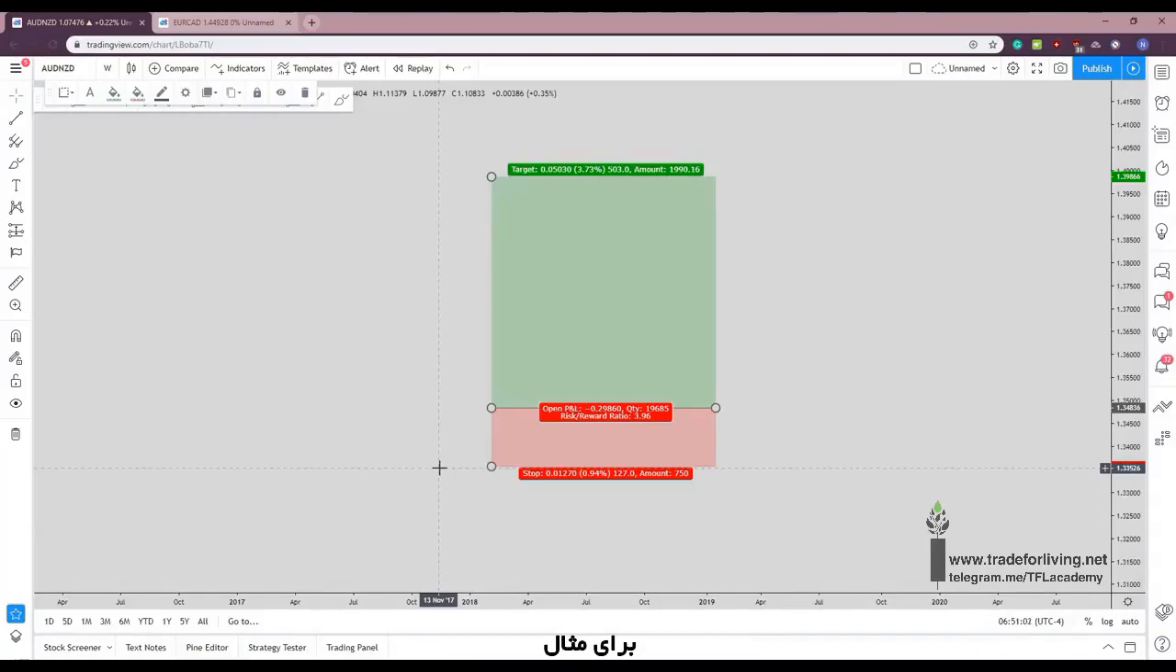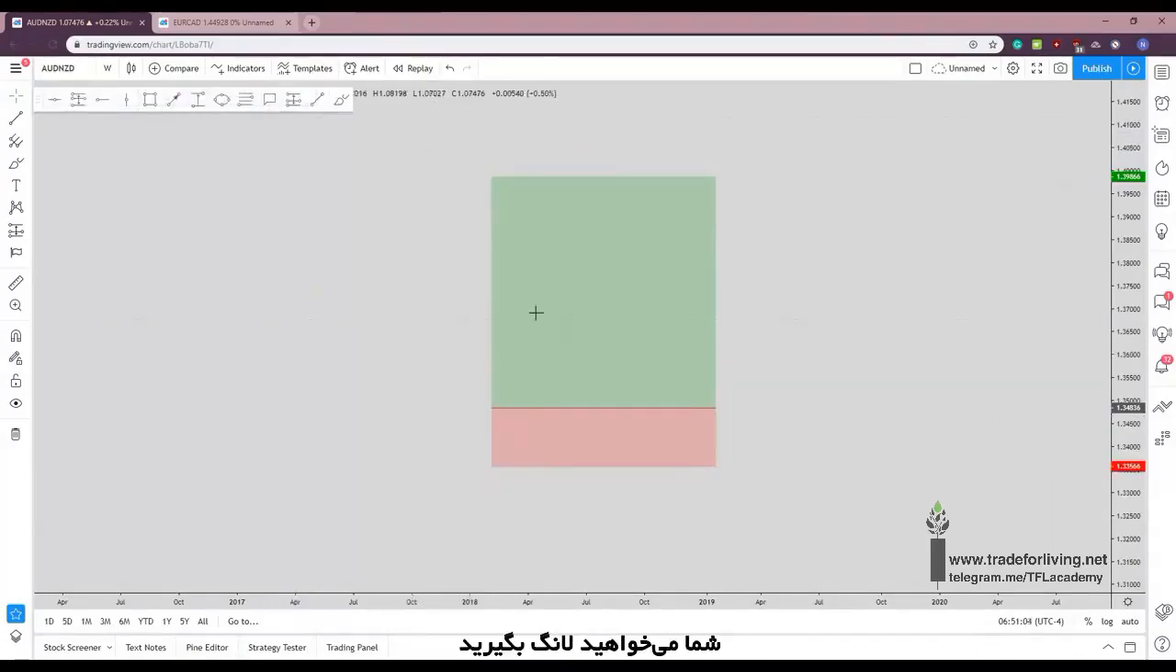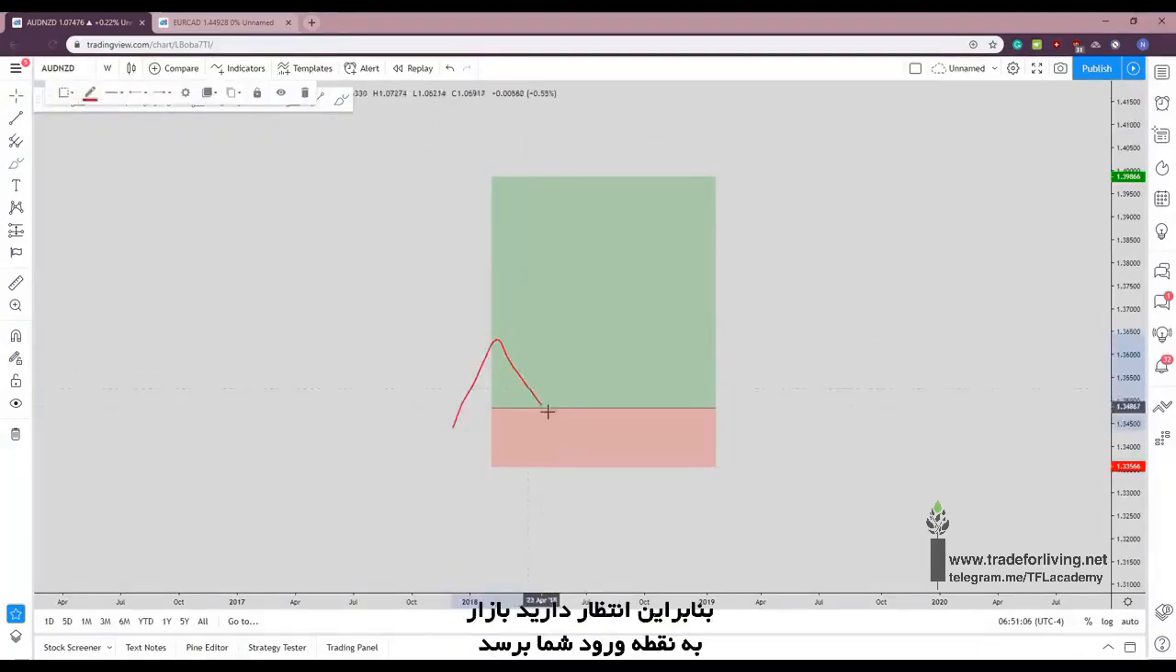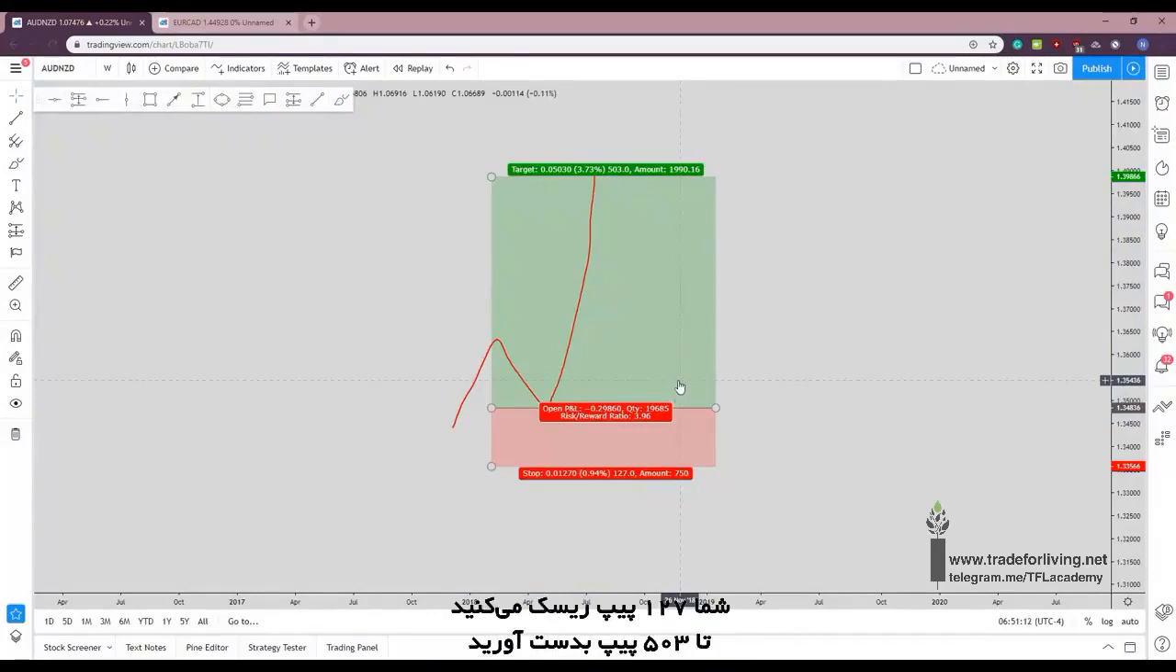What do I mean by this? If, for example, you're taking long, so you expect the market hits your entry and you're taking long and you're expecting this move to happen. Basically in this particular situation, you're risking 127 pips to make 503. So in other words, you have a 1 to 3.96 risk to reward. So you're risking 1 to make 3.96.